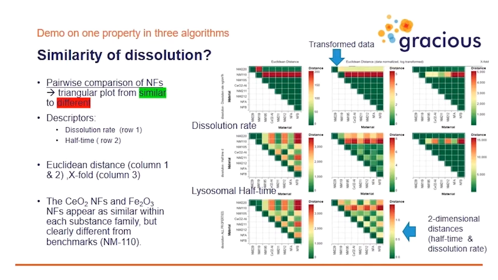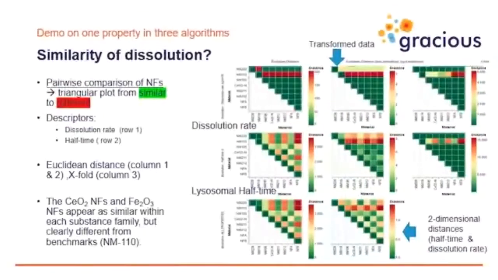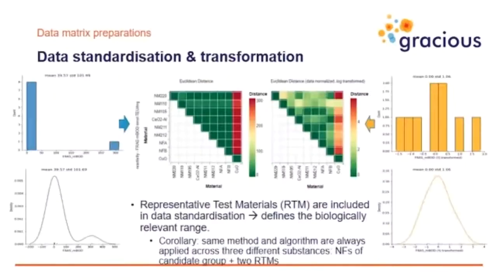And it can be noted again that the NM110 zinc oxide benchmark material is also prominently different from other materials, but the values, the color shade, are not exactly the same. And please note there is a difference between the first and the second column of matrices, even if they both use Euclidean distance. The matrices in the first column use the original data, while for the second column the descriptors were first normalized and log transformed. Why is it important to normalize and transform the descriptors?